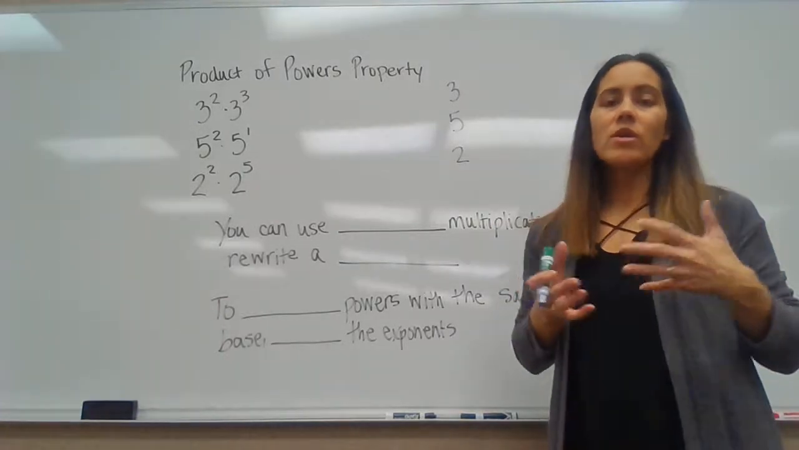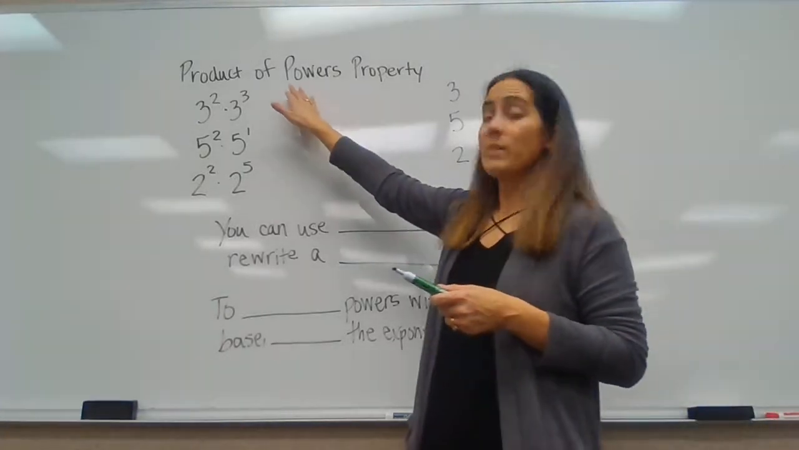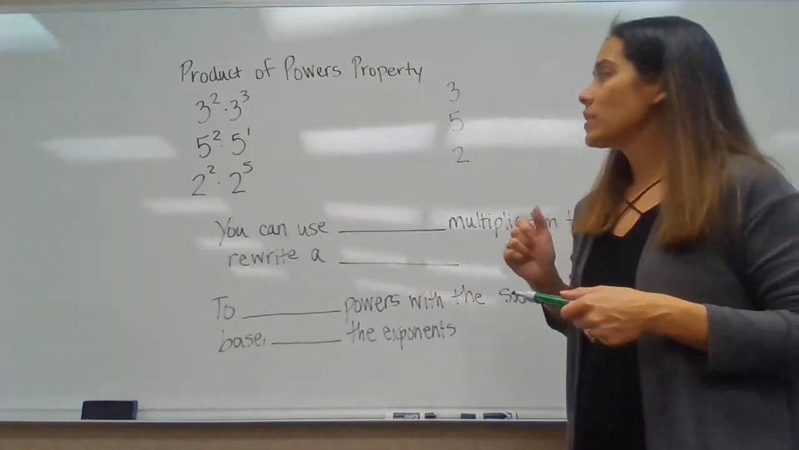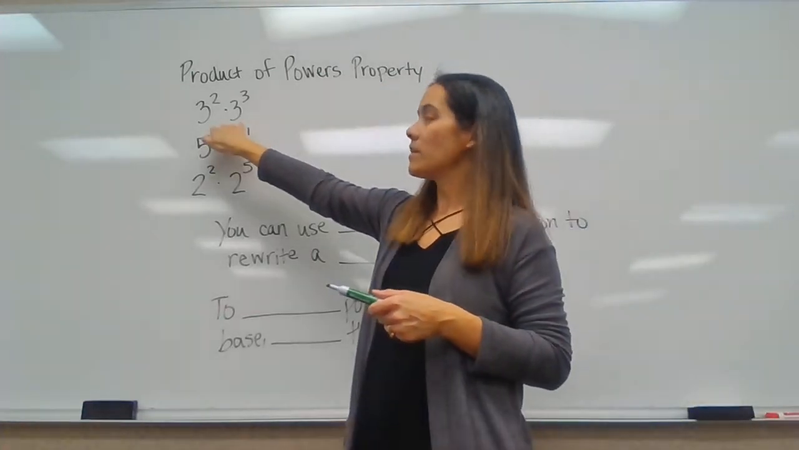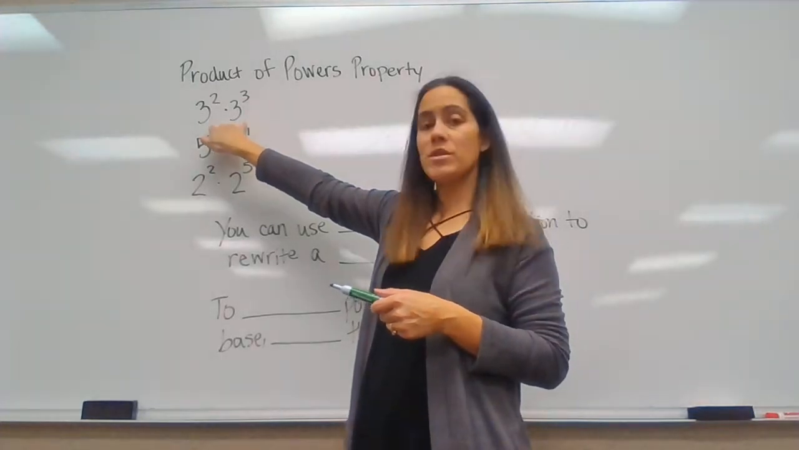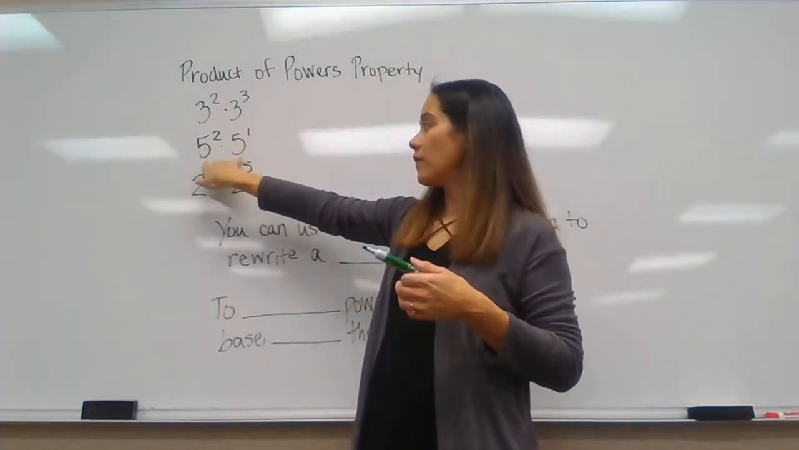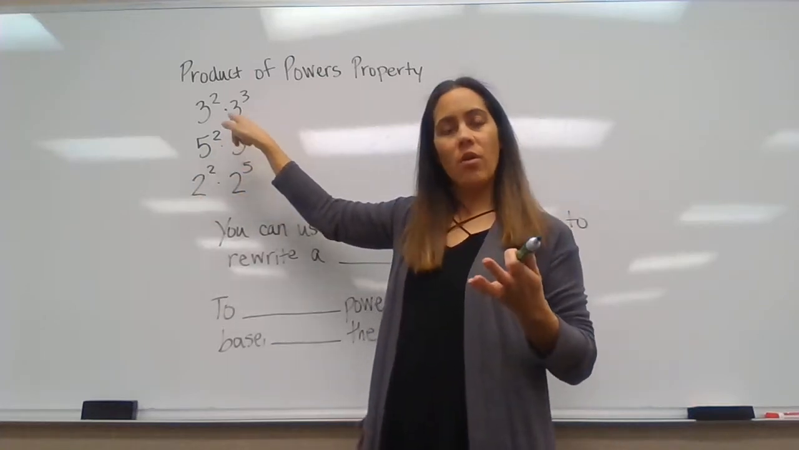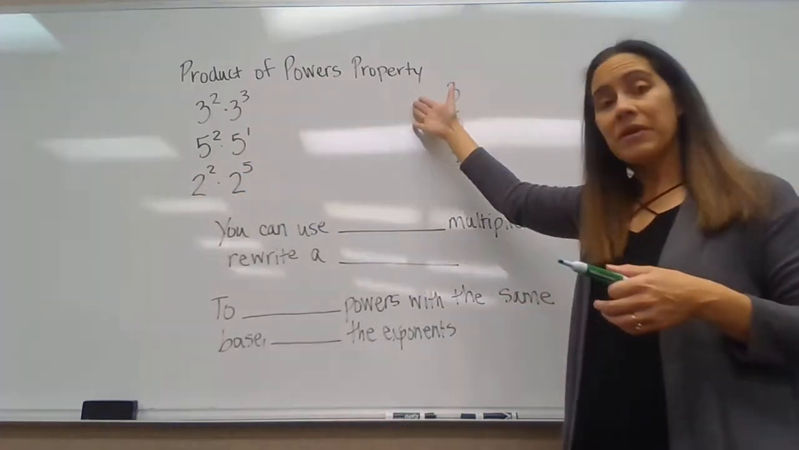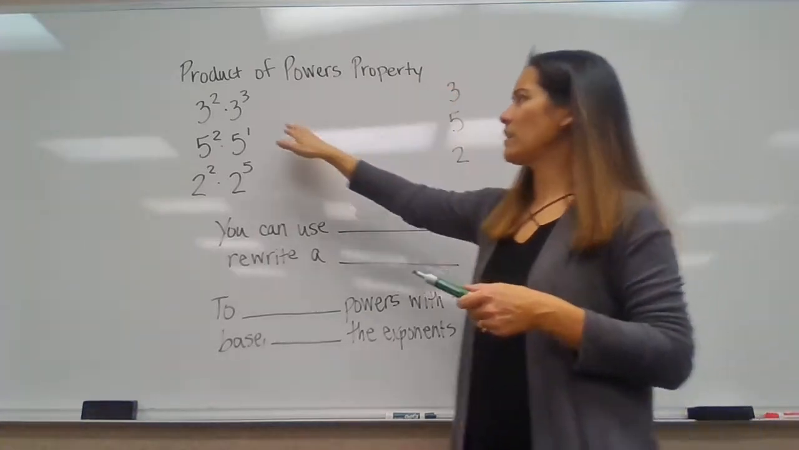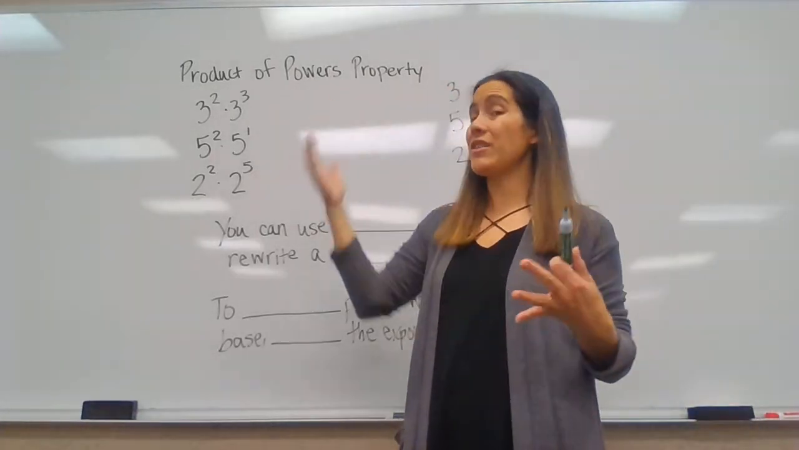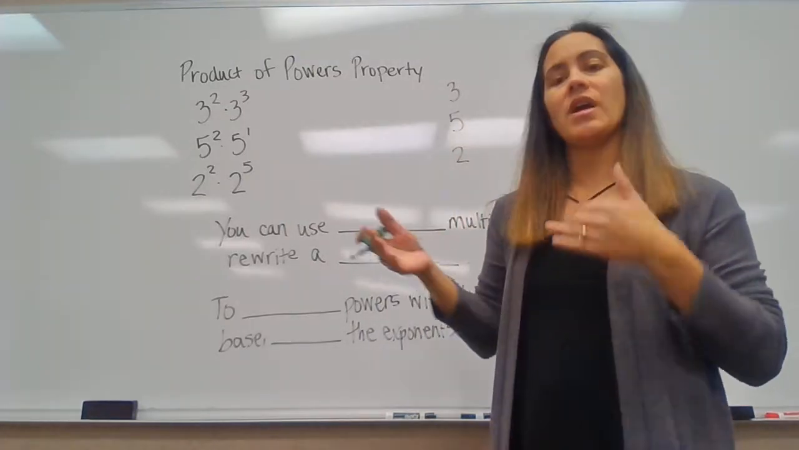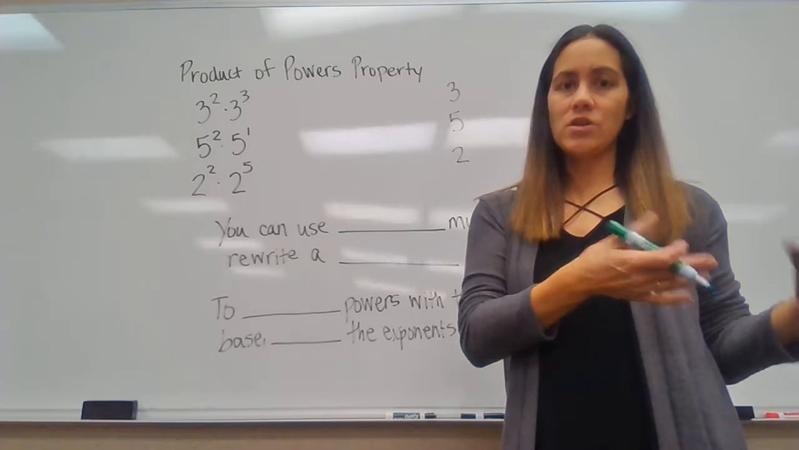All right, everybody, today we're going to talk about Lesson 6C, Product of Powers Property. So we're going to take a look at some exponents. You'll notice 3 squared, 3 to the third, 5 squared, 5 to the first, and so on. There's actually a shortcut or a property in algebra that allows us to figure out what this answer is without having to work it out the long way. So I'm going to show you the long way first, and then we'll discover the shortcut.